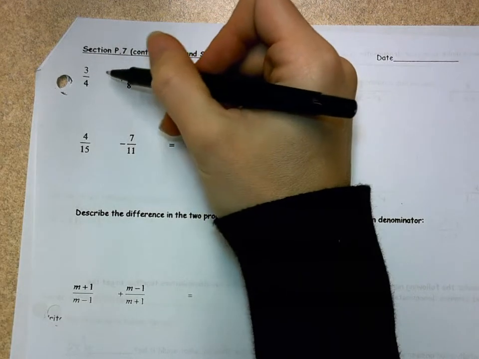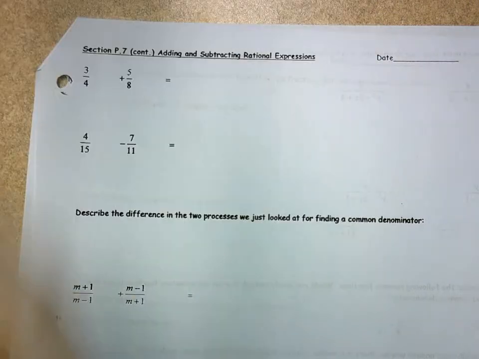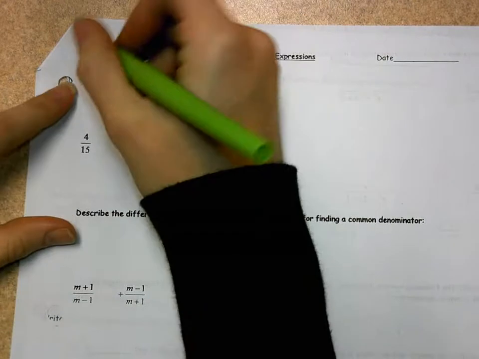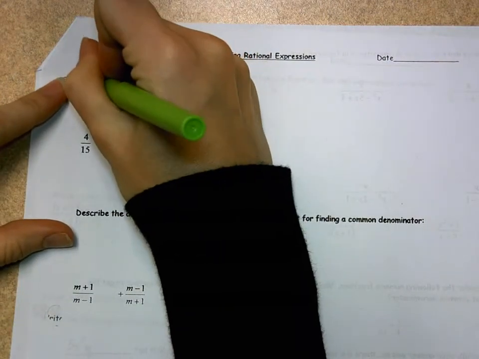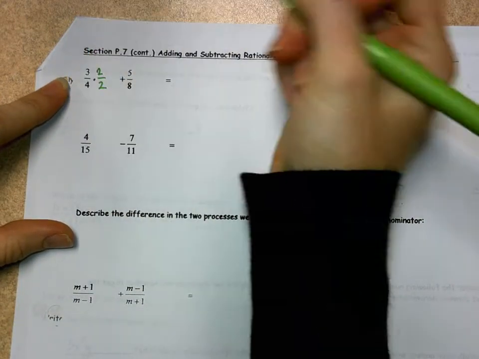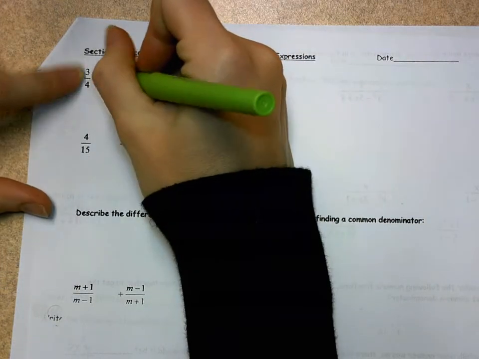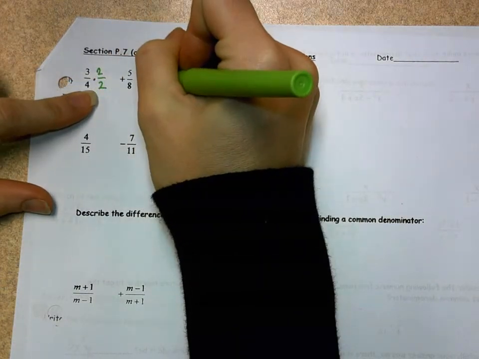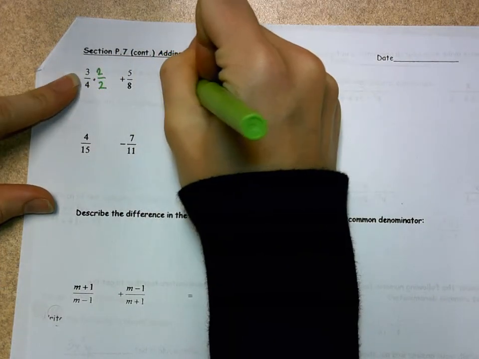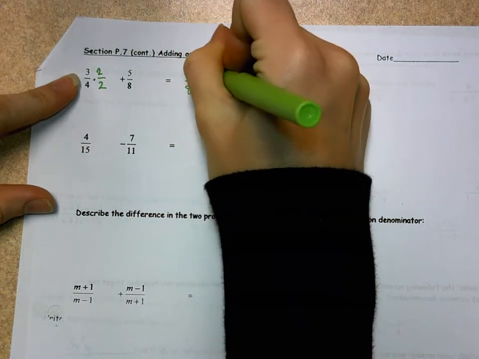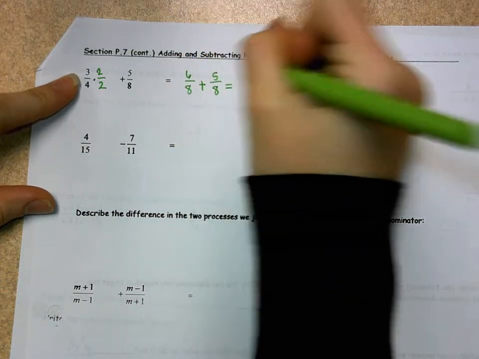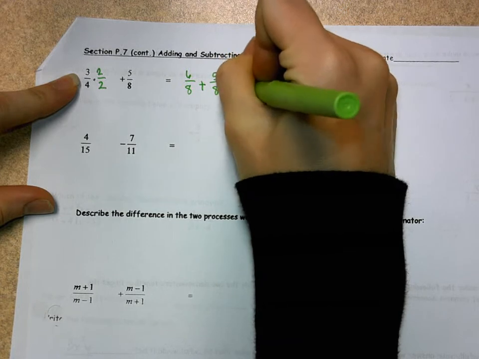And you guys know that if we're adding 3/4 plus 5/8, we need a common denominator. So I would have to multiply this one over by 2 over 2, and that would give me 6 over 8 plus 5 over 8, which does come out to be 11 over 8.